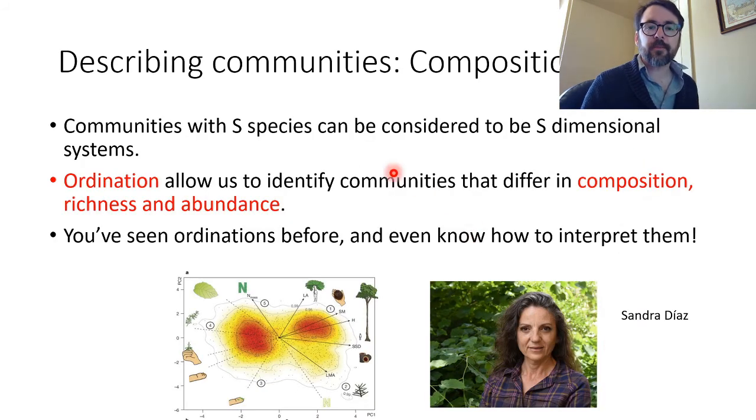So remember we talked about how a community with S species can be considered to be S-dimensional, right? So for the Ross Reserve, just considering the trees, that's 50-dimensional. If we bring in all the other organisms, we get hundreds and hundreds of dimensions. And so if you remember, we used trait ordination, this principal components analysis, to take 6 different dimensions and reduce them to just 2, so that we could interpret the relationships among the different traits. Well, you can do the same thing with communities to compare those that differ in composition, richness, and abundance.